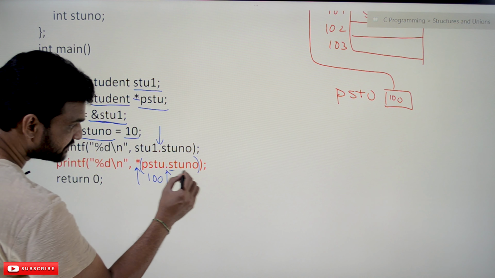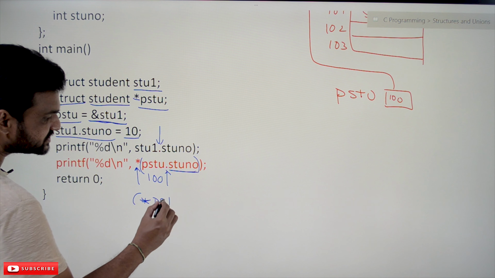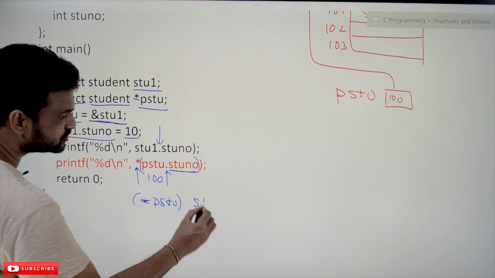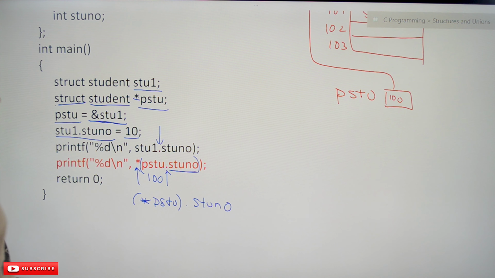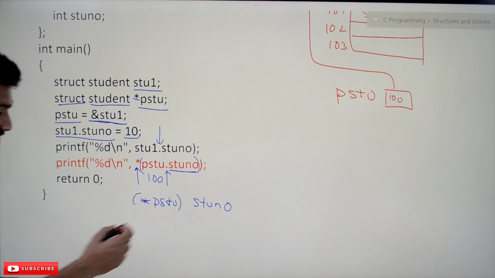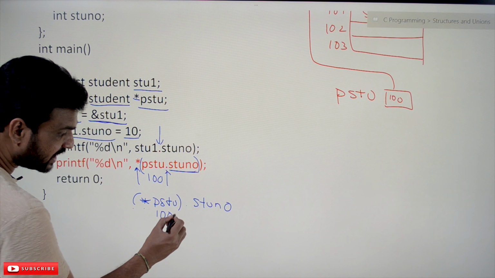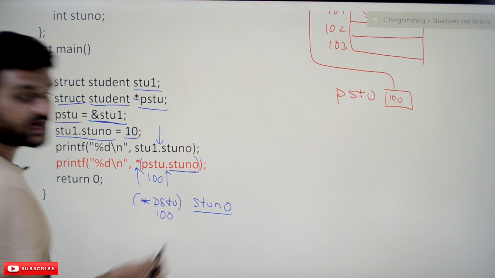So how to declare this is star of p2, in brackets, dot stu number. This is how the declaration has to be done. Now how the compiler will understand it is, this bracket has the highest precedence. So star of p2 means get the value stored in p2, which is 100. Which member's value? It is stu number's value.